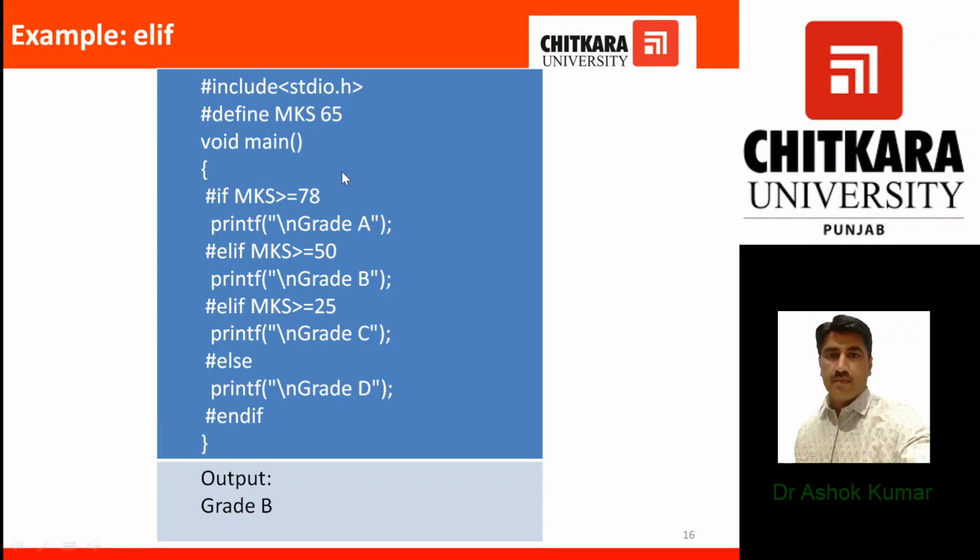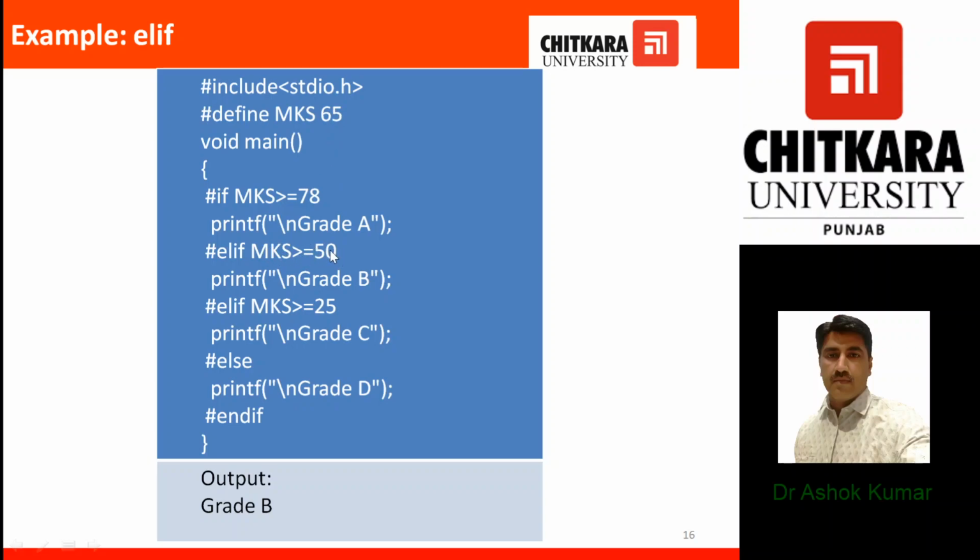So first of all it will evaluate this if part. Because mks is 65, the preprocessor will replace this mks with its value 65. So 65 greater than 75 is false, so it will go to the else part. In the else if, it will evaluate another condition, mks meaning 65.